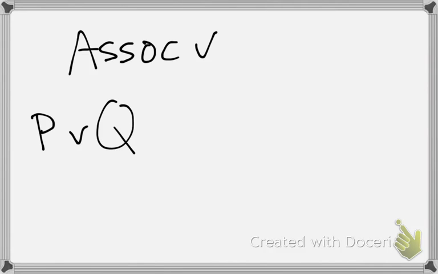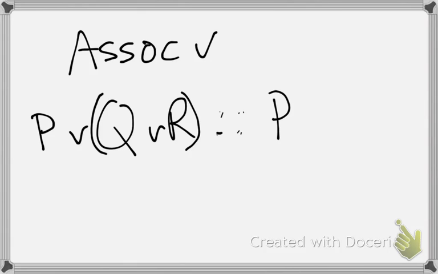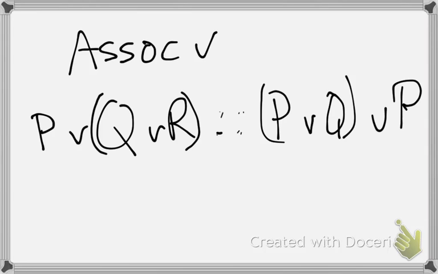Okay, let's talk about associativity of or. So if you have P or Q or R, where Q or R are grouped together, then you can move those parentheses so that P or Q are grouped together and R is separate. And this can be a handy rule sometimes.